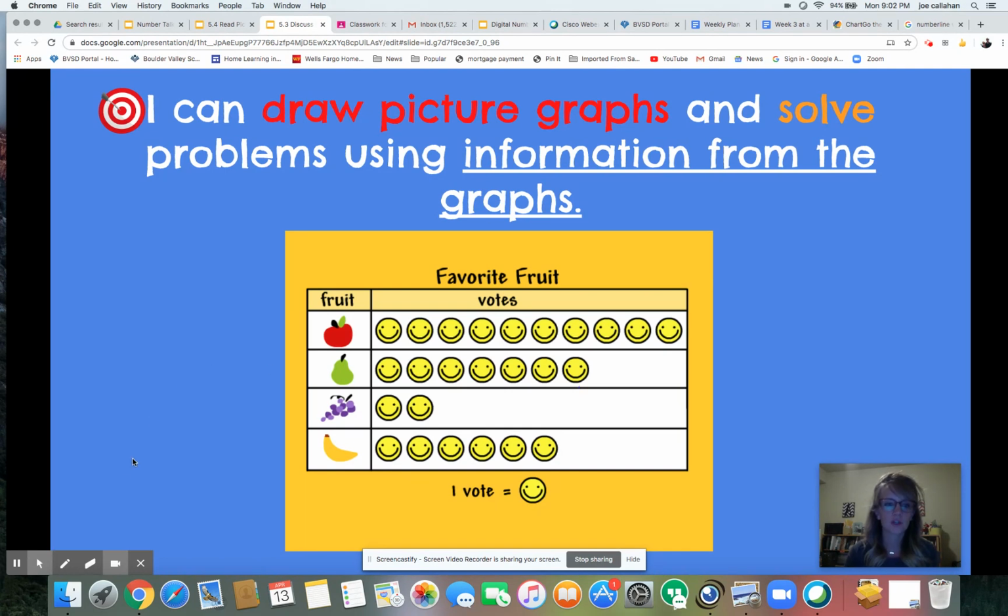How many more kids, remember this tricky one? How many more kids like pears? Because I can see pears is a little bit longer than bananas. How many more kids like pears than bananas? They're tied here, tied here, tied here, tied here, tied here, tied here. Oh, I see 1 more in the pear category than the banana category. So that means 1 more kid likes pears than bananas.